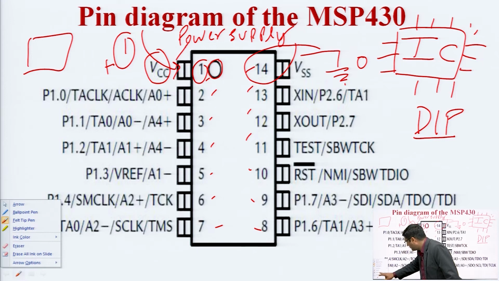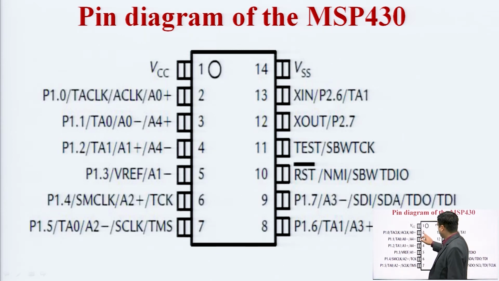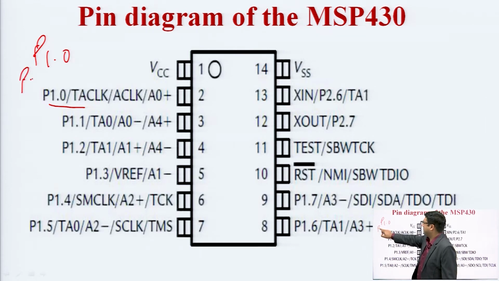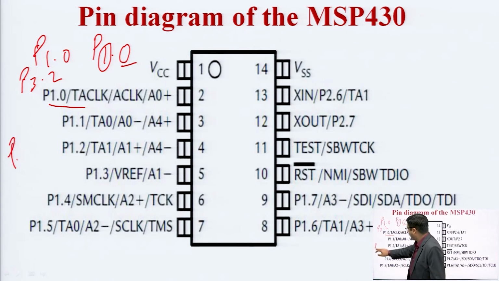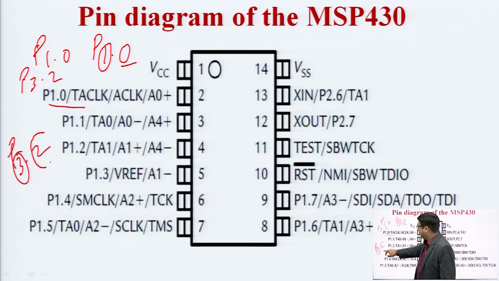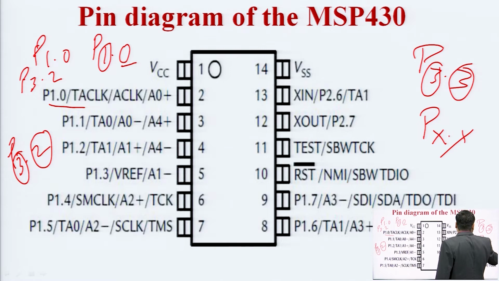Let us erase all this so that we have a clear overview of the rest of the pins. Pin number 2 is P1.0. What is the meaning of P1.0 or P3.2? P1.0 means port 1, and in port 1 there are 8 pins, and 0 represents the first pin, that is pin 0. P3.2 means port 3 and pin number 2. P3.3 means port 3 and pin number 3. So basically it is Px.y, where X means the port number and Y means the particular bit number.